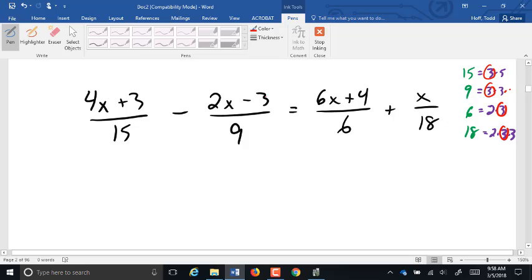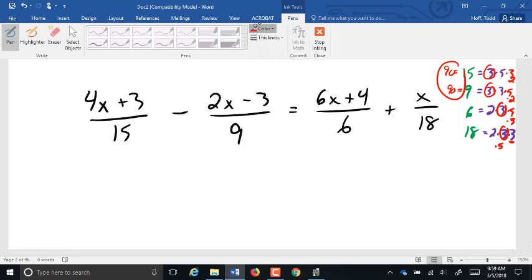This top one has a 5. All the others need a 5. The second one here has an extra 3. So this needs an extra 3. This needs an extra 3. This one already has it. These have an extra 2. So these top ones need extra 2s. So 3 times 5 is 15, times 3 is 45, times 2 is 90. 3 times 3 is 9, times 5 is 45, times 2 is 90. If we multiply all those up, they all multiply up to 90. So 90 is our least common denominator.